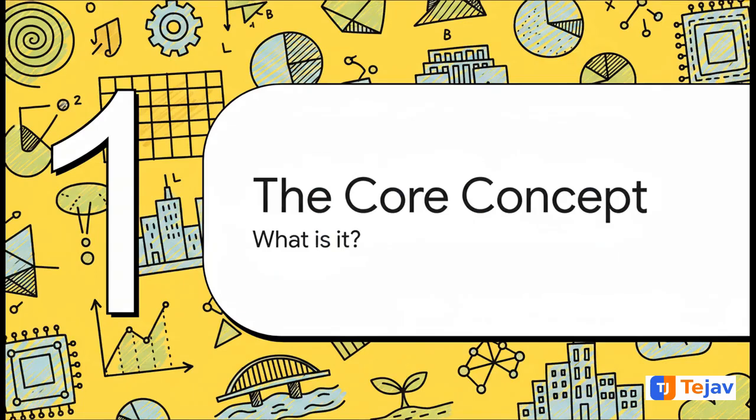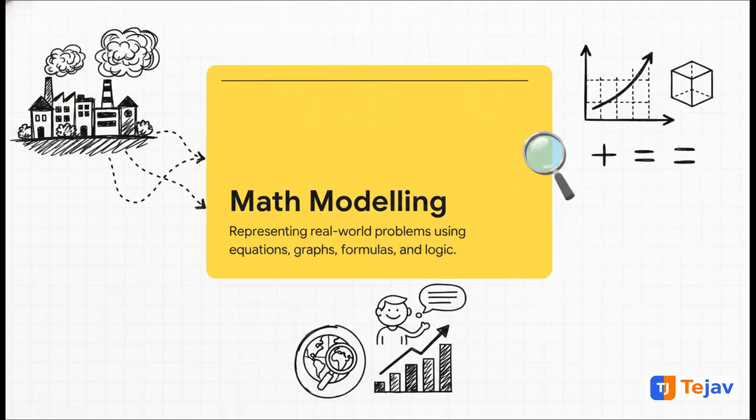Okay, let's dive straight into Section 1, the core concept. So, what exactly is mathematical modeling? Well, by definition, it's representing real-world problems using mathematical equations, graphs, formulas, and logical relationships. But in plain English, we're basically just acting as translators. We take a messy, real-life situation, like say trying to figure out the future population of your town, and we translate it into the clean, precise language of math. We grab the current population, the growth rate, and time, and we build an equation to literally predict the future. It's using math to decode real life.